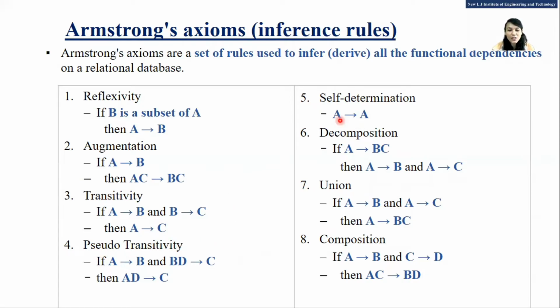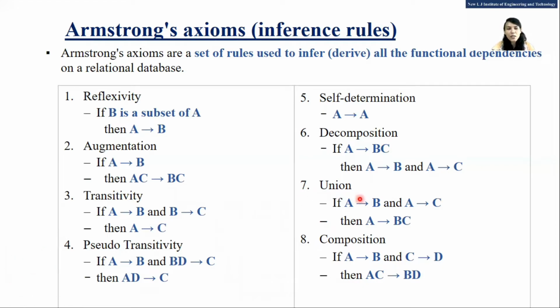Then we have self-determination: A determines A. Then we have decomposition. Suppose A determines BC, then in that case we can say that A determines B and A determines C. For example, enrollment number determines name and SPI both. Then I can write that separately also, like enrollment number determines name and enrollment number determines SPI. So that is nothing but decomposition.